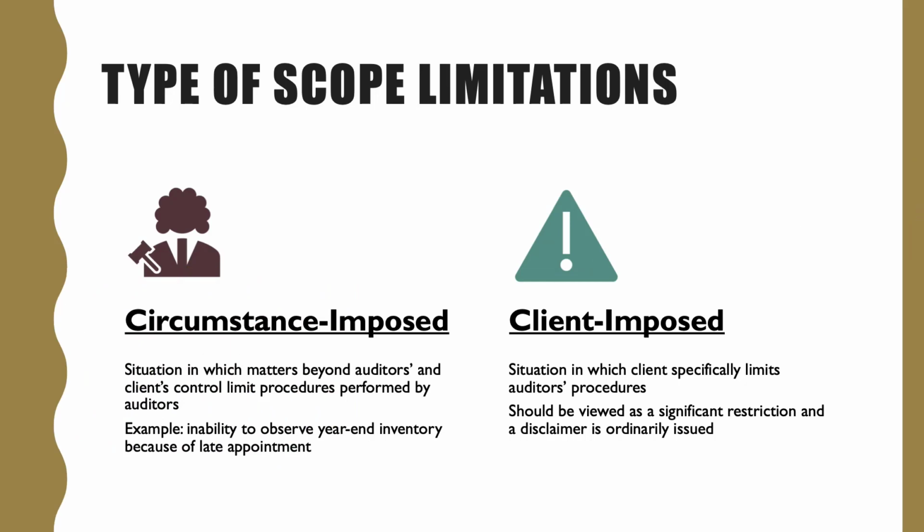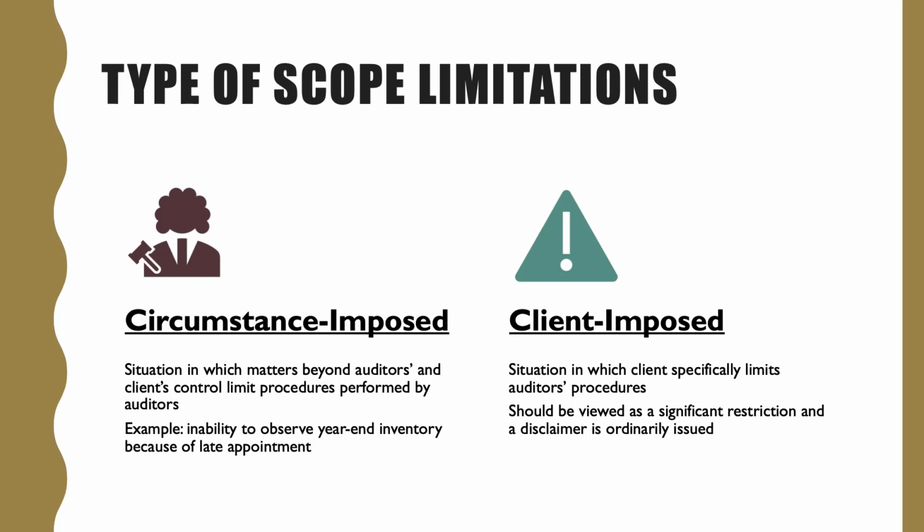A scope limitation occurs when auditors are unable to obtain sufficient appropriate audit evidence to form an opinion on the financial statements. This limitation may arise due to restrictions imposed by the client or circumstances beyond the client's control or the auditor's control. A scope limitation can have a significant impact on the audit and may result in a qualified opinion or, in severe cases, a disclaimer of opinion.